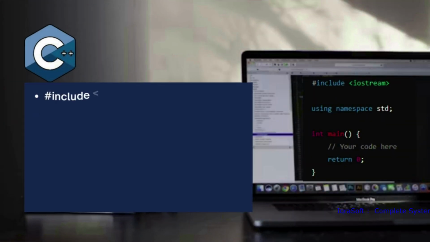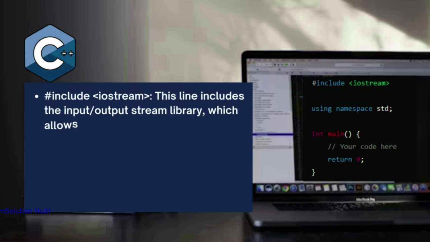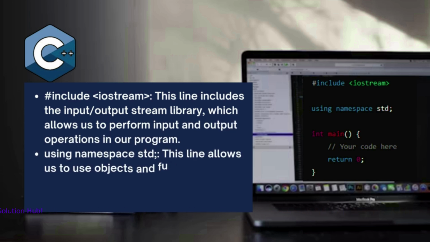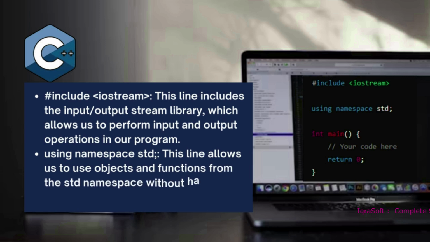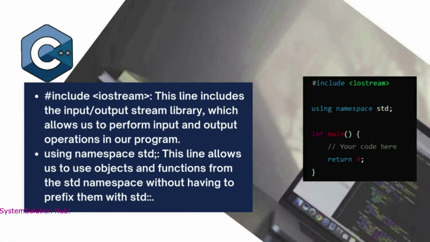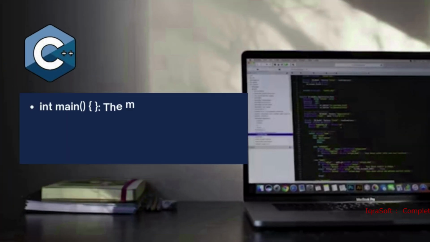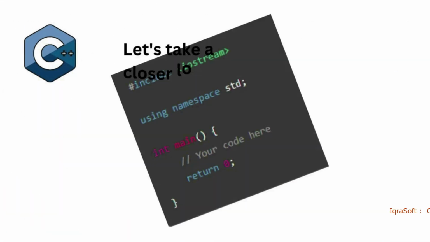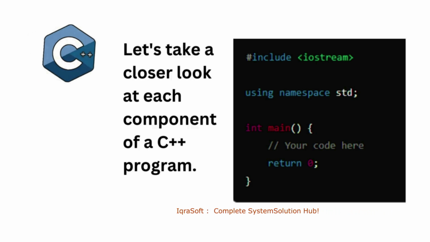#include <iostream>. This line includes the input-output stream library, which allows us to perform input and output operations in our program. Using namespace std. This line allows us to use objects and functions from the std namespace without having to prefix them with std. Int main. The main function is where the program starts executing. All C++ programs must have a main function. Let's take a closer look at each component of a C++ program.